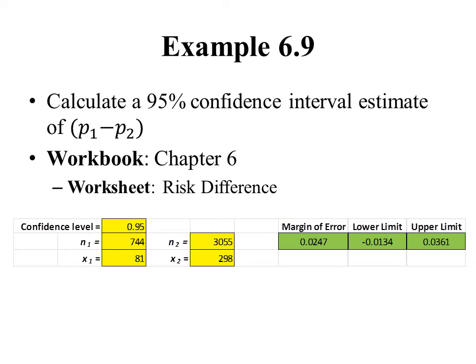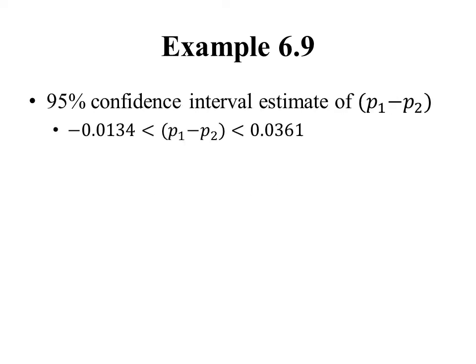So go to the workbook chapter 6 and the worksheet risk difference. Over here in the yellow cells, we're going to enter our sample statistics. Here's our confidence level, N1, X1. X1 is the number of successes in our first sample, N2 and X2 from our second sample. This calculates our margin of error, and then our upper and lower limits on our confidence interval estimate.